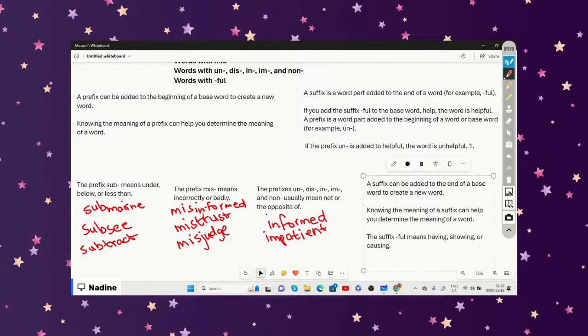All right, so knowing the meaning of a suffix can help you to determine the meaning of a word. So the suffix full means having, showing, or causing. And we can make an example of being helpful. So being helpful.